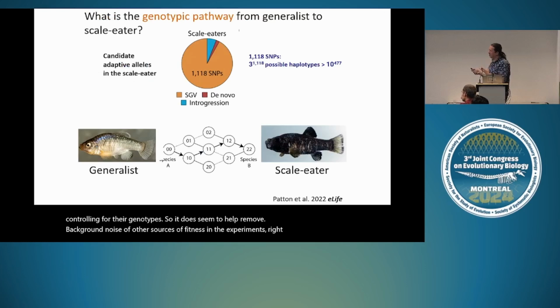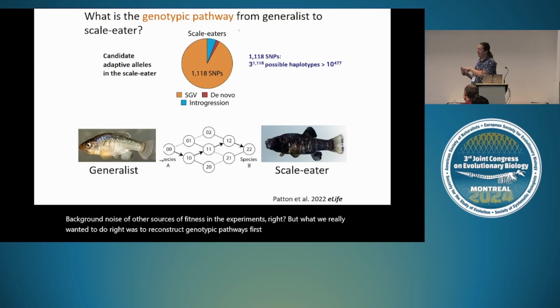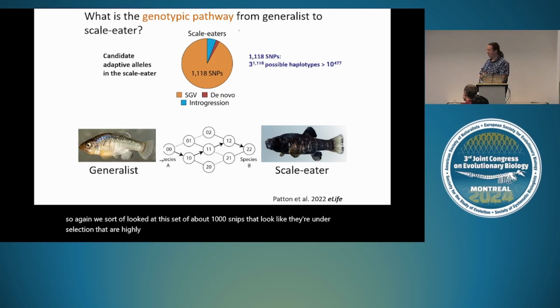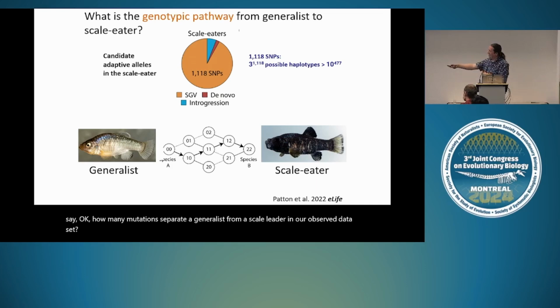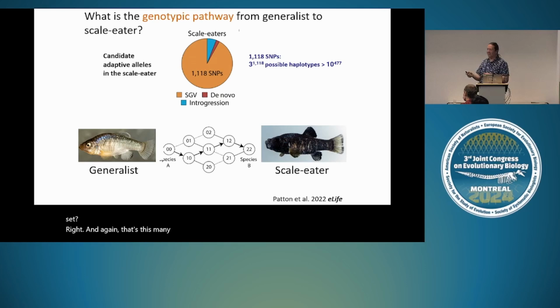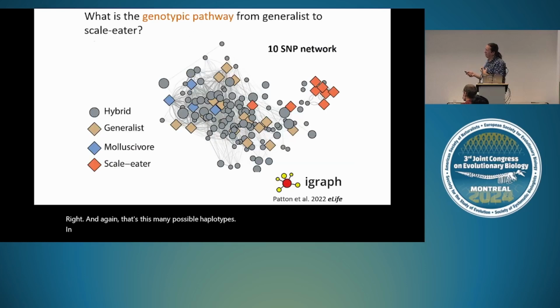But what we really wanted to do, right, was reconstruct genotypic pathways first from generalist to scale leader. And so again, we looked at this set of about 1,000 SNPs that look like they're under selection, that are highly differentiated between these species. And then from there, we can say, okay, how many mutations separate a generalist from a scale leader in our observed data set, right? And again, that's this many possible haplotypes in that pathway. So we had to basically draw down, and out of 1,000 plus SNPs, we would do 10 at a time.